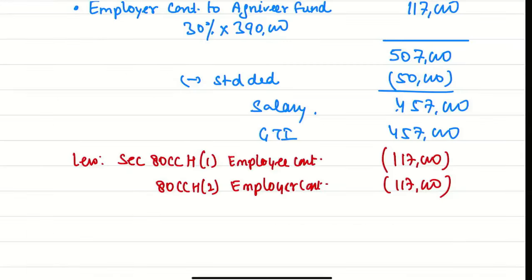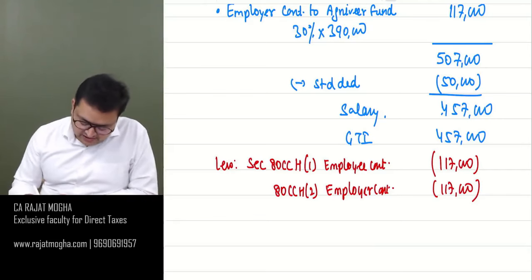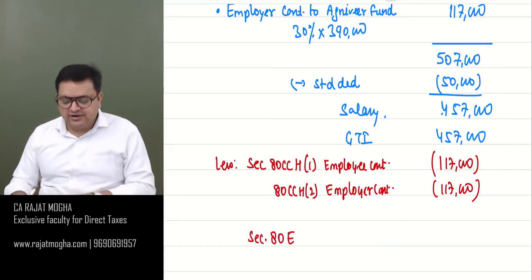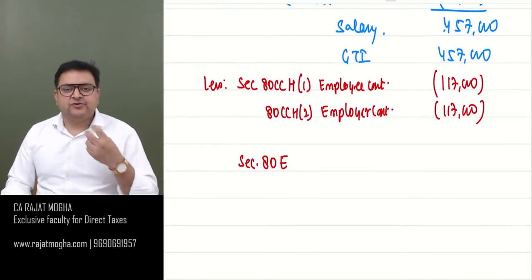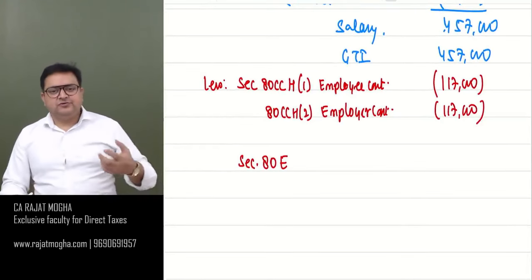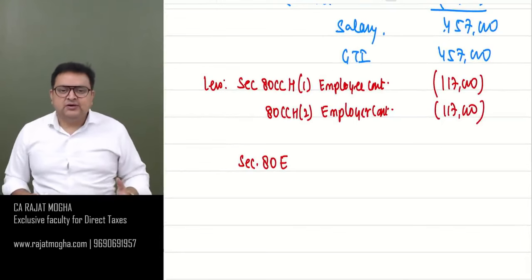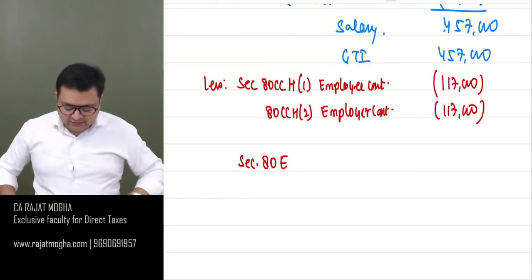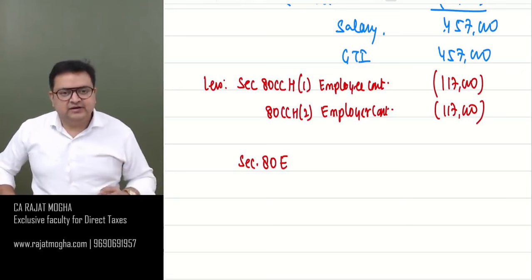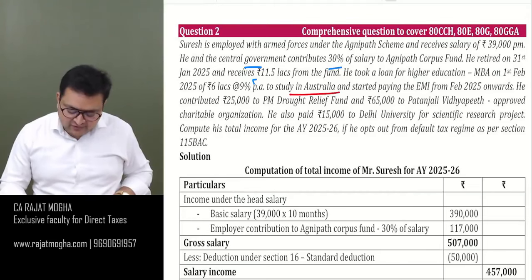So you understand, for education loan, we have deduction under section 80E. Again, only in optional, it's not in default. So if you have taken a loan for education for yourself, for spouse, for children, or for any student for whom you are legally liable, please remember education loan interest is allowed. So whatever the interest which is paid, it is allowed. So this loan we have taken for study in Australia.